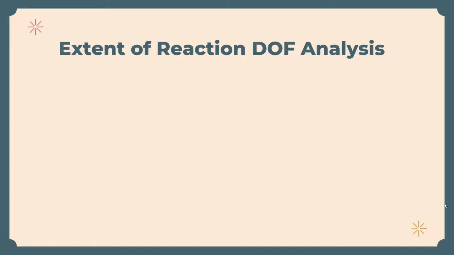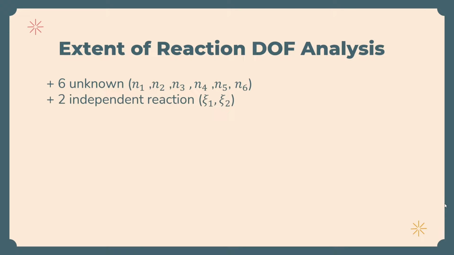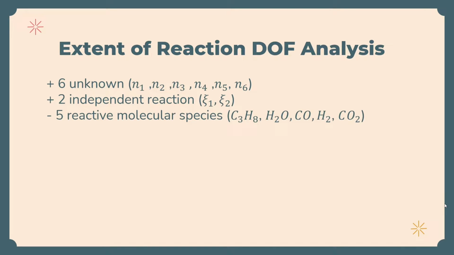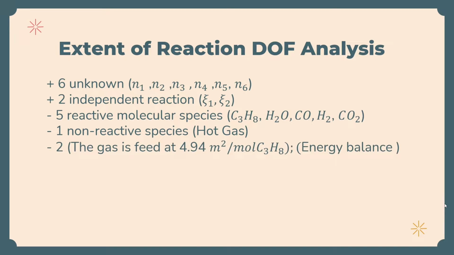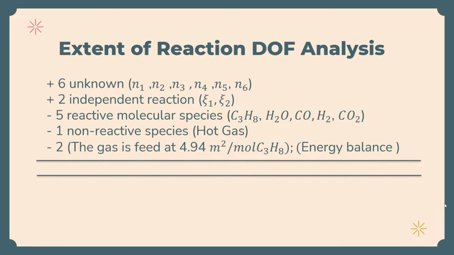We proceed to the extent of reaction DOF analysis. List out 6 unknowns and 2 independent reactions, and subtract 5 reactive molecular species and 1 non-reactive species. There is 1 process spec, which is that the gas is fed at 4.94 cubic meters per mole of propane, and the energy balance equation is used. We sum up the numbers and get 0. Since DOF equals 0, the unknowns can be solved.